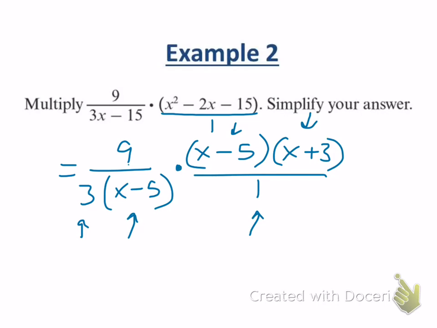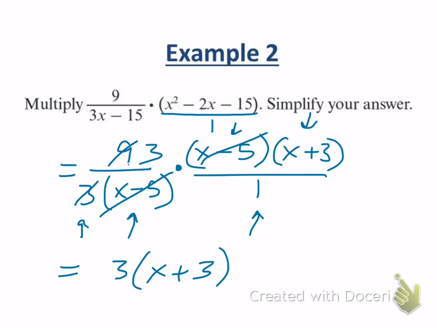So I can cancel the x minus 5s. I can cancel the 3 with the 9 and get a 3. And that leaves me with 3 times x plus 3. Wait, is that the answer? Over 1? Or will you just leave it like that? You can put it over 1 if you'd like.